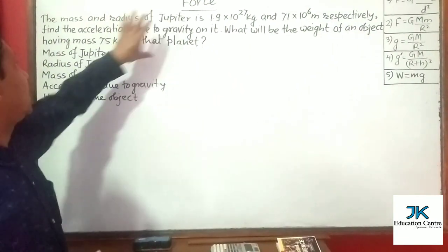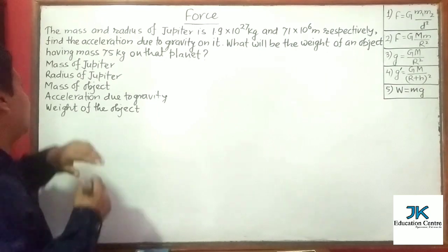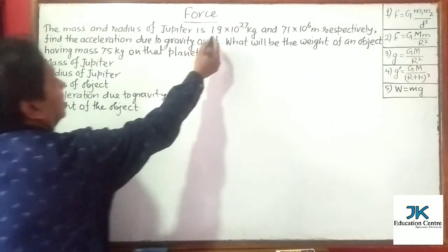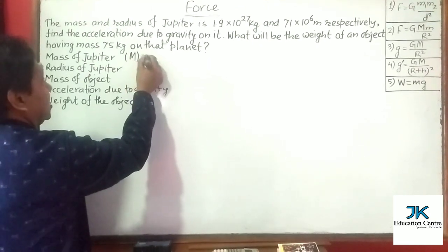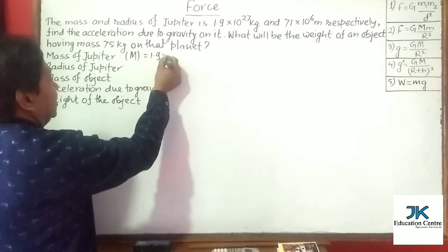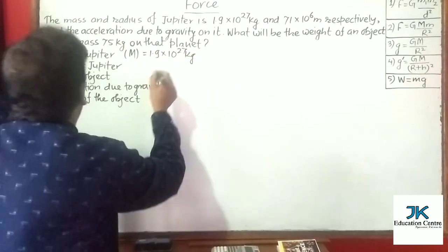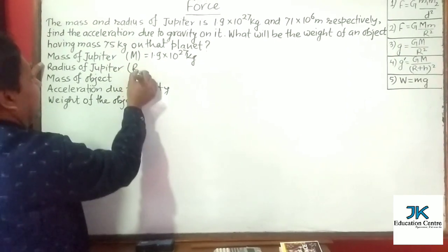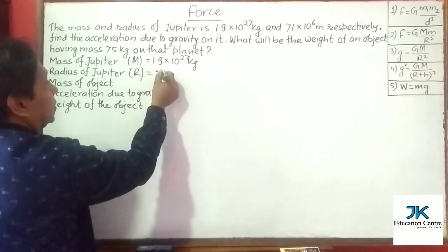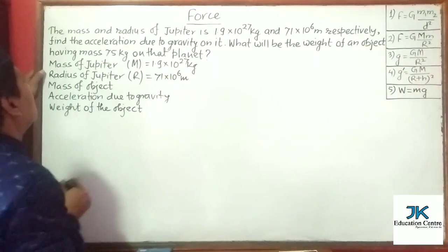Look at this. I am writing the information given in this problem in mathematical form. Mass of Jupiter, this much. Mass of Jupiter, symbol is capital M, and this is equal to 1.9 into 10 to the power 27 kilogram. And another, radius of Jupiter, look at this, is denoted by capital R, and it is equal to 71 into 10 to the power 6 meter.